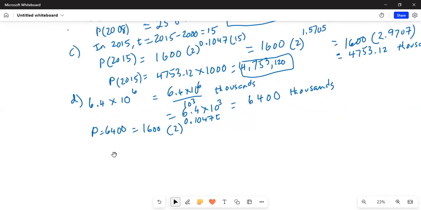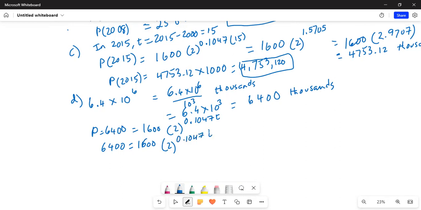I need to find t. So 6400 is equal to 1600 times 2 to the exponent 0.1047t. Goal, find t. I can do it this way. Divide by 1600 on both sides. When I do that, I get, so I'll create some space.